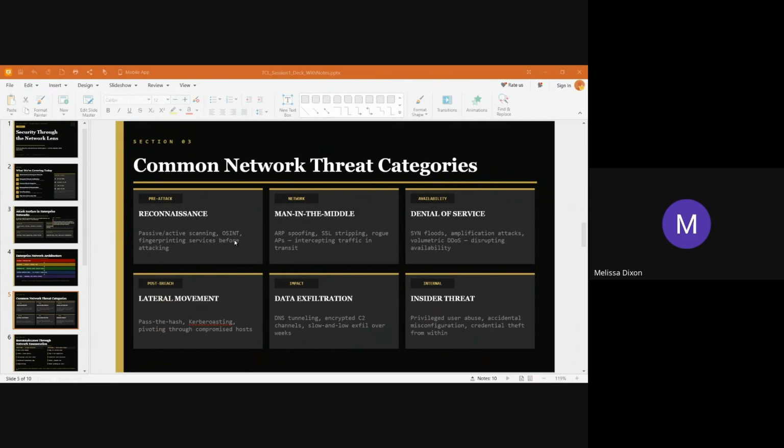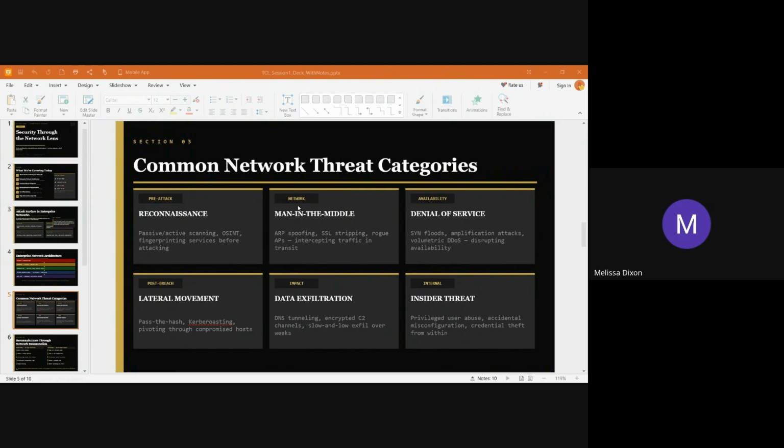So the impact, data exfiltration, that's where they take the data and they do whatever nefarious things they're going to do with it, sell it on the dark web, whatever it is they do. This can be done by DNS tunneling, encrypted C2 channels, slow and low exfiltration over weeks. That's where they just sit in there hiding and they do their thing and nobody has a clue.